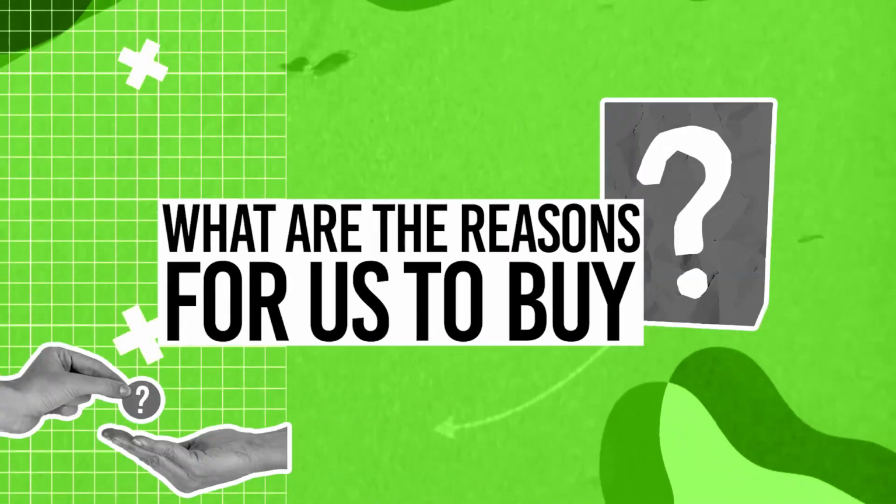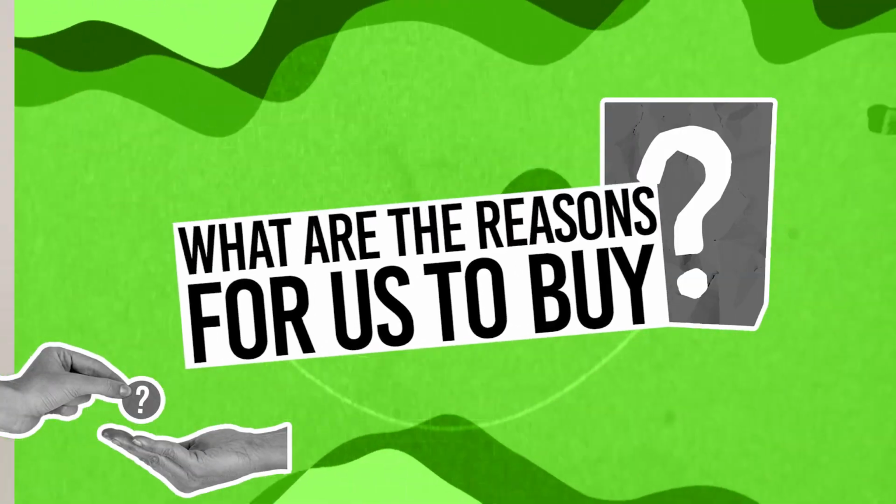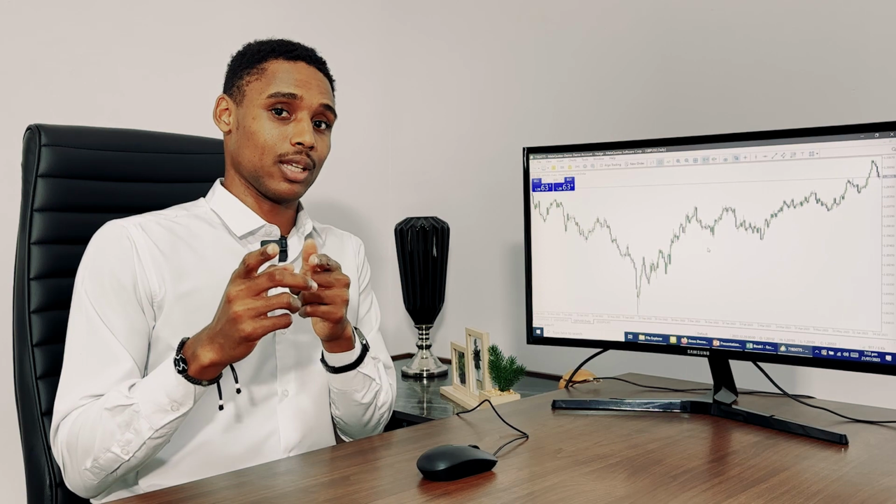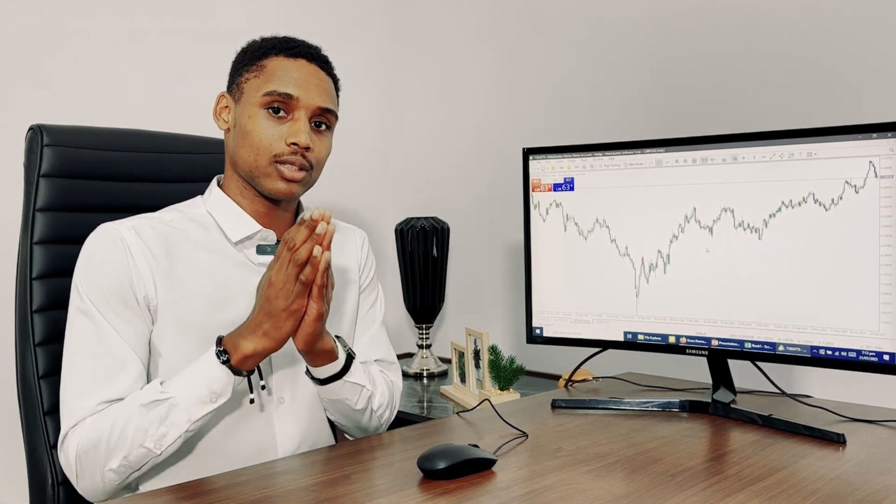Now that we have looked at the indicators, we have seen the differences between the UK and the US indicators, it's time to make a decision. What are the reasons for us to buy, first off? Well, the UK's target inflation is 2%, same as the US's. And right now they are at 7.9%, but the US inflation is at 3%. So how is the UK going to get to that target inflation? They're going to increase interest rates.